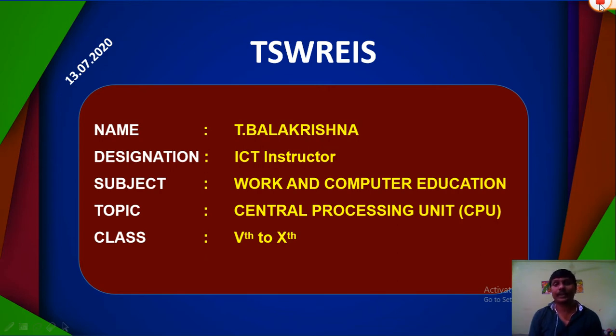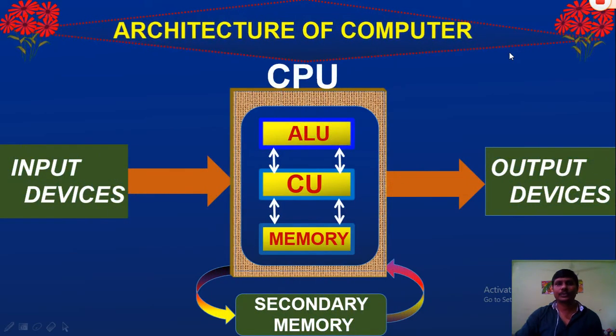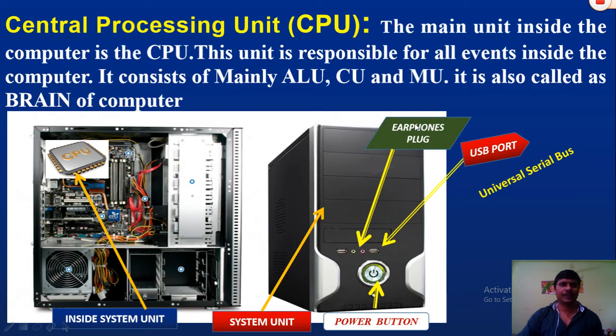Today our topic is CPU. It is nothing but a central processing unit. Now let us see the architecture of the computer or block diagram of the computer. Here the CPU is internally consisting of three parts: ALU, CU and memory unit. Clear? Let us discuss briefly about the CPU.